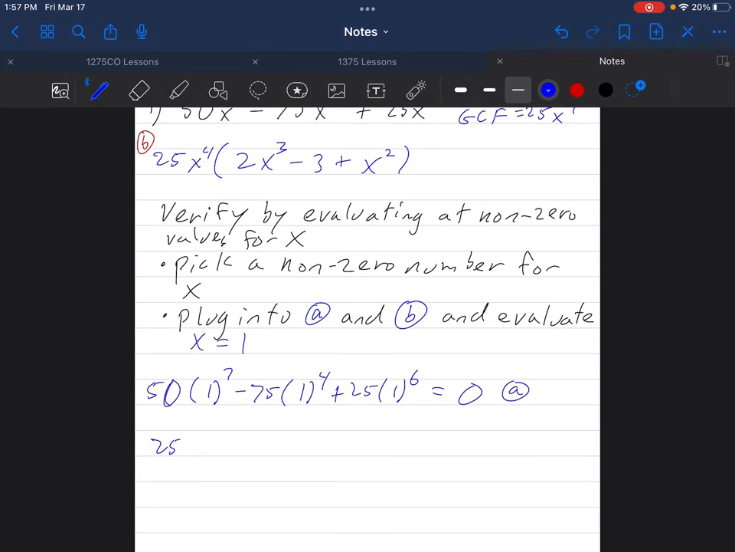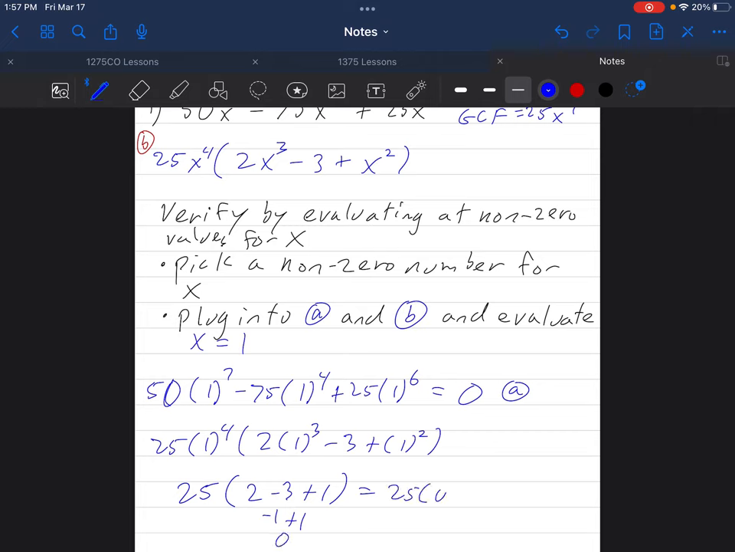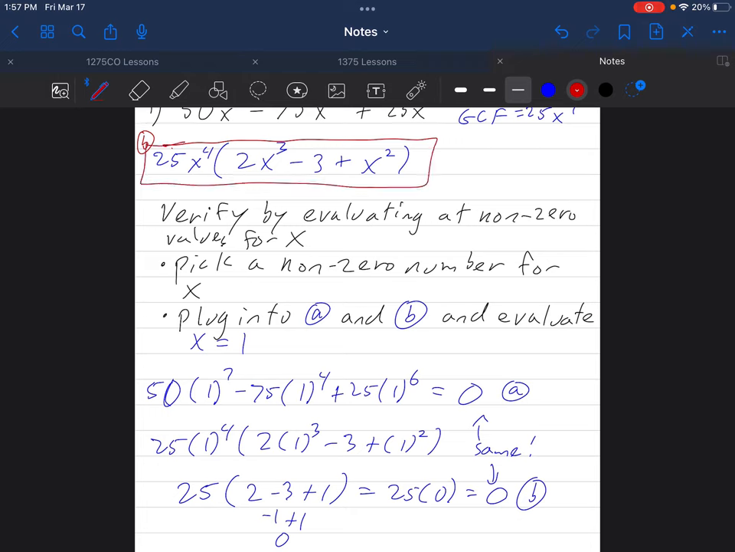Now let's look at expression B. 25 x to the 4th power, so that's 1 to the 4th power, times 2 times 1 to the 3rd, minus 3, plus 1 to the 2nd power. So this becomes 25, 2 minus 3 plus 1 inside the parentheses. And this is going to be negative 1 plus 1, which is 0. So 25 times 0 equals 0. And this is expression B. Now, since these are the same, we have verified that this factoring is correct.